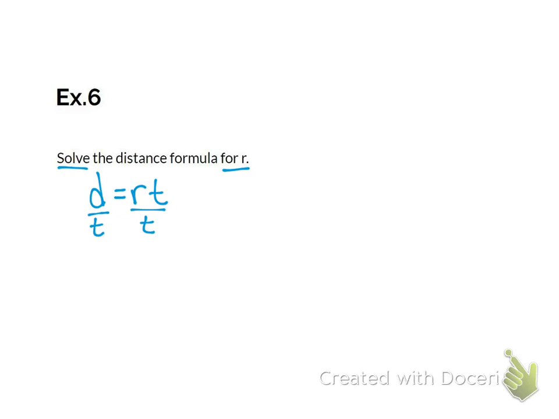So on the right side, the t's cancel out. Distance divided by time is equal to the rate. Or if you want to flip it around, rate is equal to distance divided by time. That one was pretty easy, just one step, one thing to move. Questions, concerns? Okay, we ready for another one?